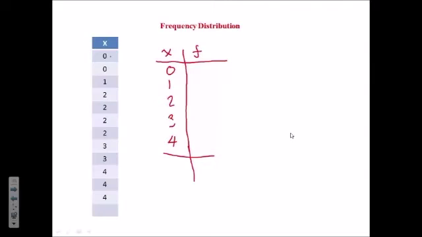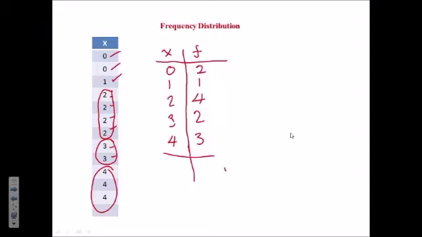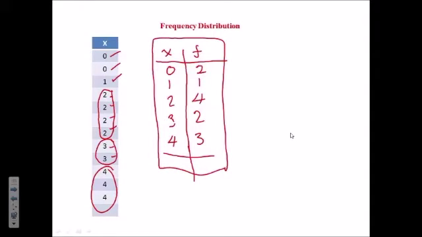So notice that there are 2 zeros, so the frequency of 0 is 2. There is 1 1, so the frequency of 1 is 1. There are 1, 2, 3, 4 2's. The frequency of 2 is 4. There are 2 3's, and there are 3 4's. This would be a frequency distribution chart.